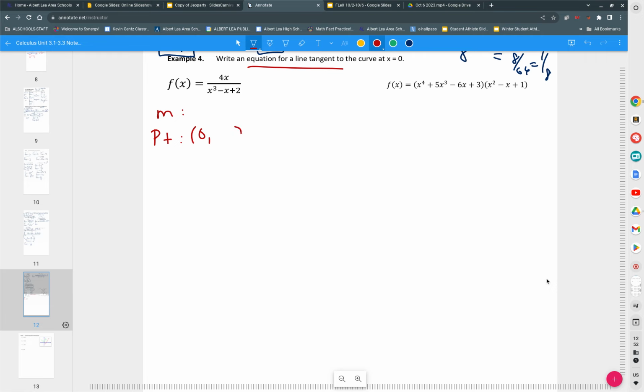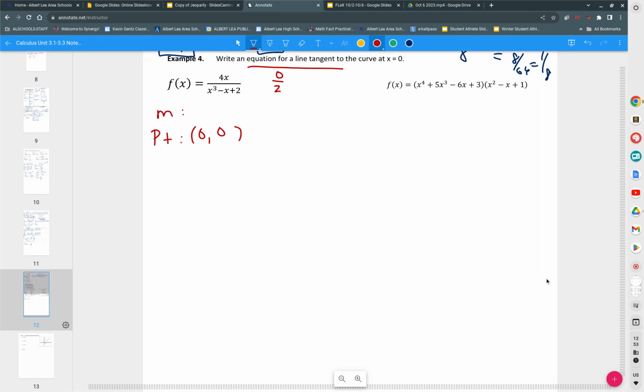Okay, what's the x value for the point? 0. How do I determine the y value? Plug it in. x equals 0, I get 0 over 2, and you get 0. So this is a line that goes through the origin. Yes? So do you just pick that x is 0? Since it's the curve. Everybody good with that? We rolling? Okay. So I've got that.